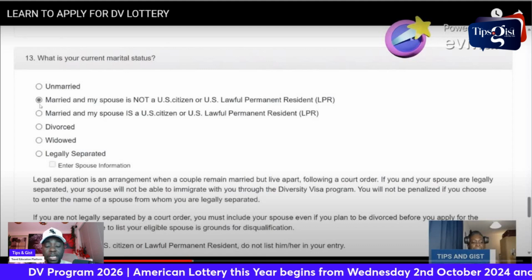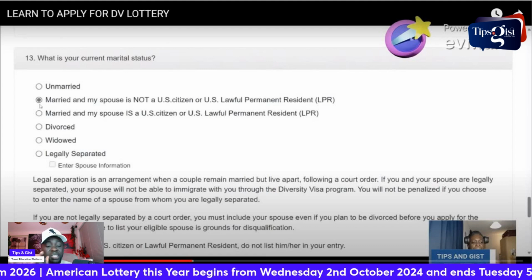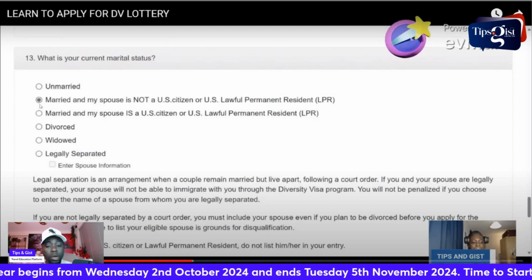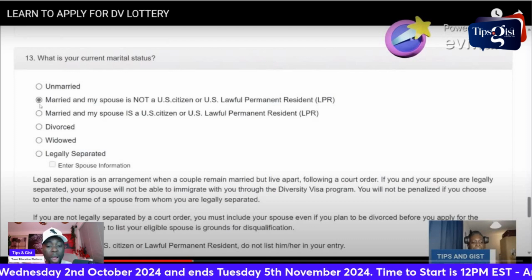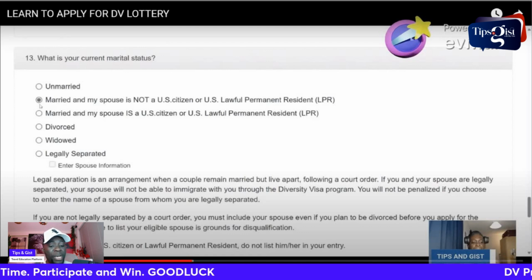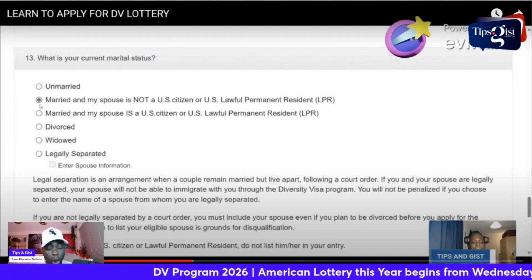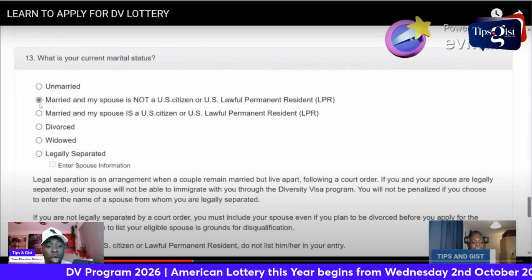Your spouse information is the name of your spouse: surname, first name, middle name, just like yours, and date of birth, the same format. They're going to ask for the place where your spouse is living, and they're going to ask for the passport photograph. Make sure it also meets the American standard. If your spouse's or your children's photograph is wrong, they are going to disqualify all of you.